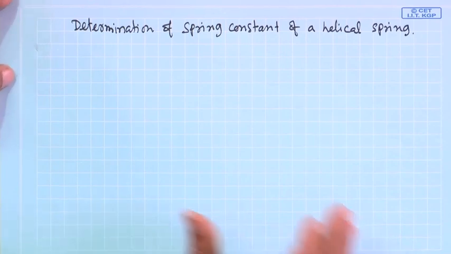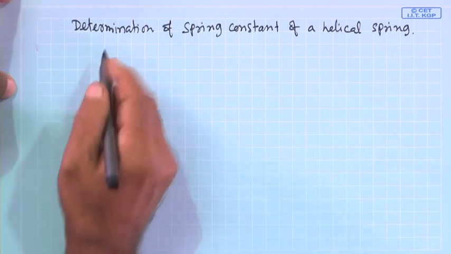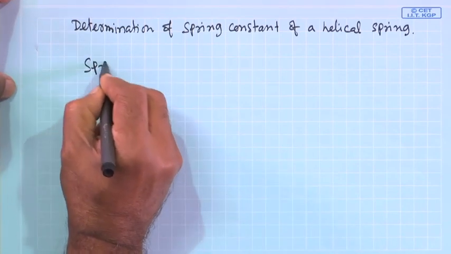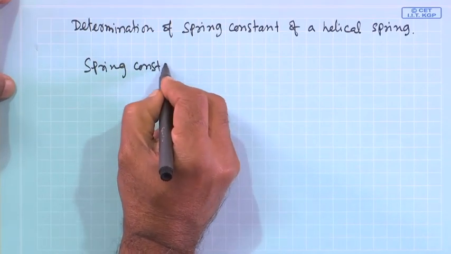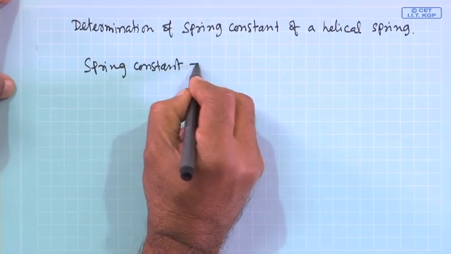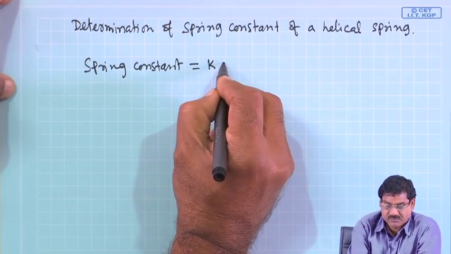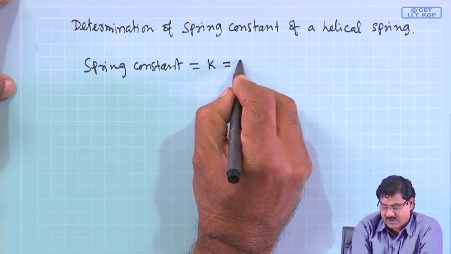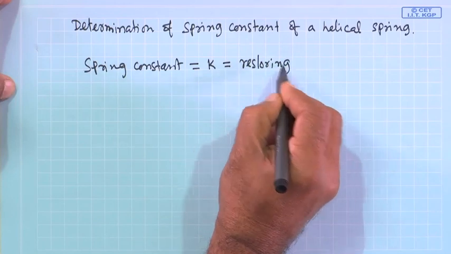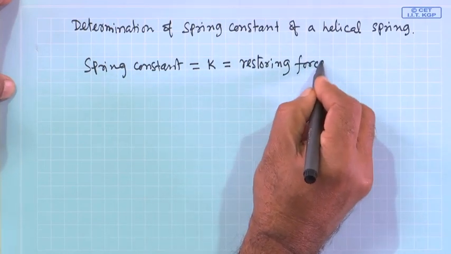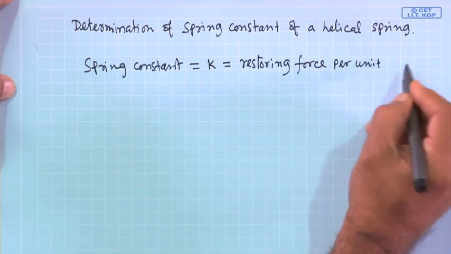So, what is spring constant? Spring constant, say k, is equal to restoring force per unit elongation.